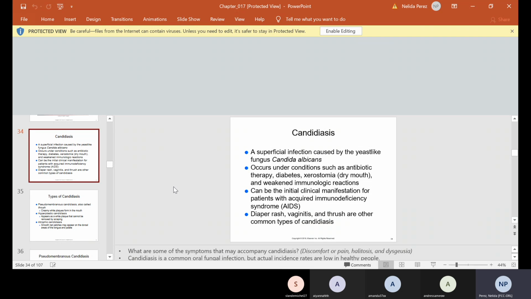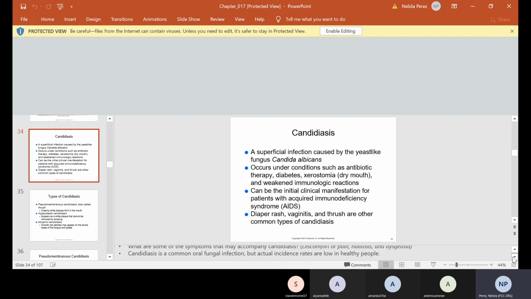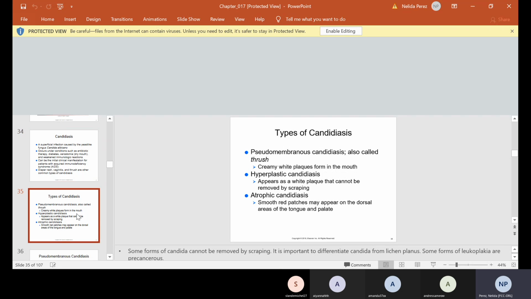The symptoms are discomfort or pain, halitosis. If you haven't heard the word halitosis, halitosis means bad breath, okay? And again, candidiasis is a common oral fungal infection, but actual incidence rates are low in healthy people. So stay healthy.